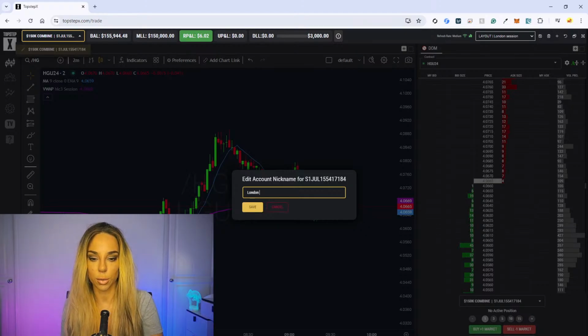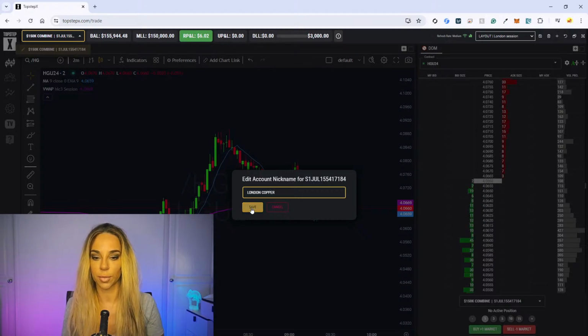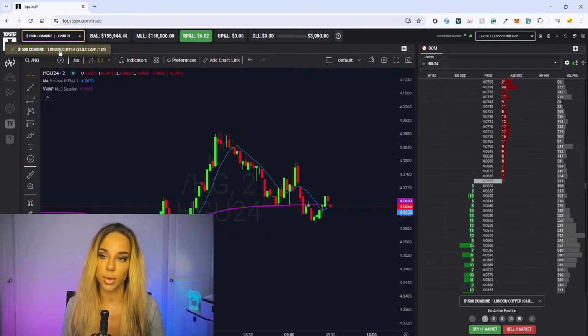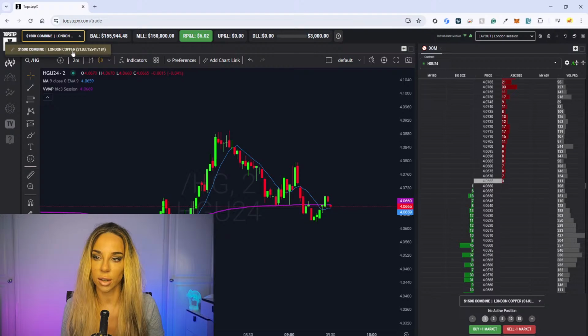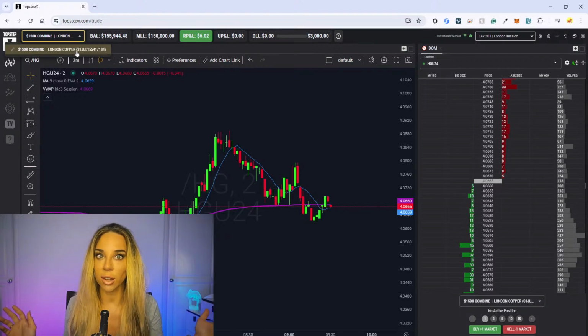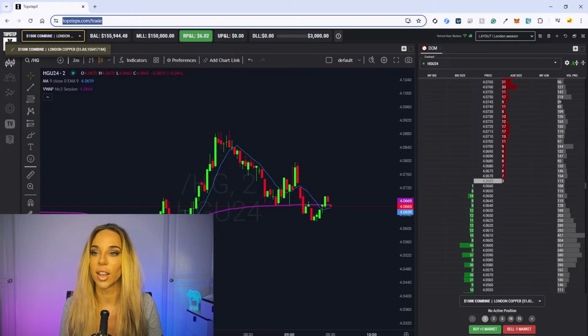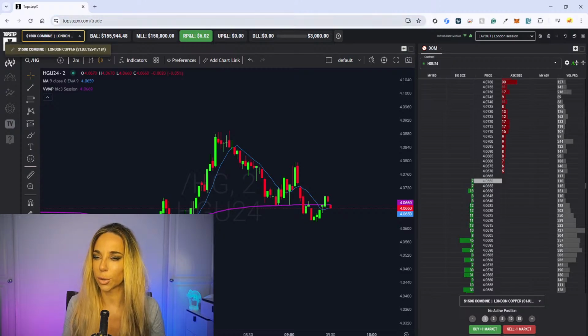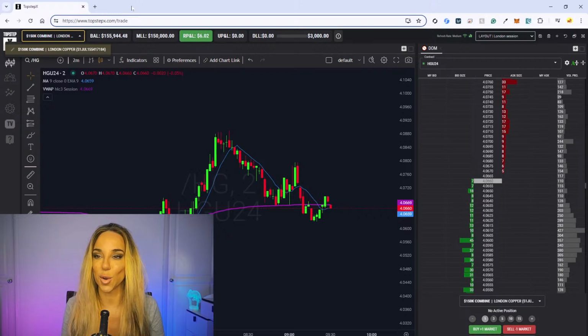So London metals, right? London copper. Actually, let's do it capitals. There we go. So now, in the drop down, you can actually see it say London Copper. So there's no mistake over which account you're actually trading. So this should help with those Muppety moments where you're in a practice account or you're not really sure which account you're trading if you've got more than one. So it's a pretty exciting feature.